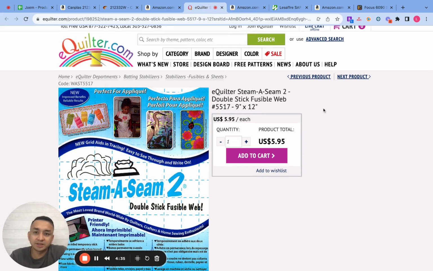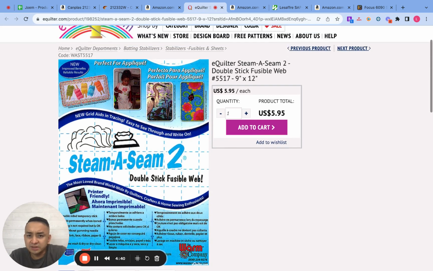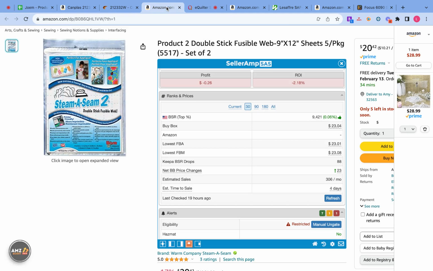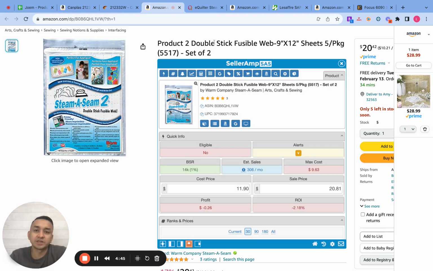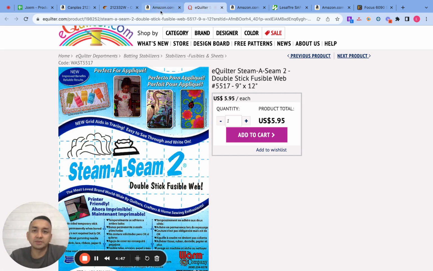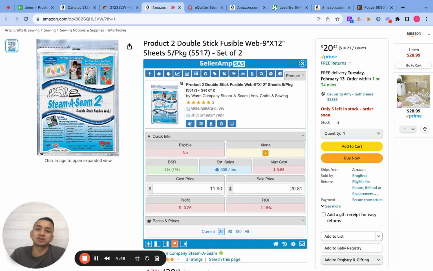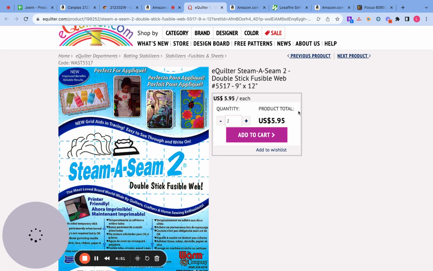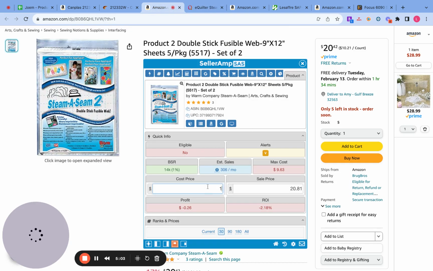So the next product is, what is this? Sticker? I don't know what this is, but it looks like a toy. So this, okay, let's see. So this one is a pack of 2, right? So again, the cost is $5.95. So 5.95 times 2 is 11.90. So cost is 11.90.